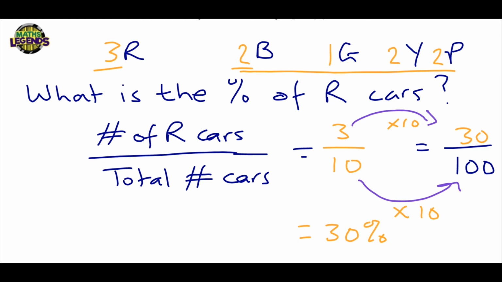Our working has not changed. Number of red cars is still 3, and the total is still 10. So we have 3 plus 2 plus 1 plus 2 plus 2, which is 10. So here our answer is still 30%.